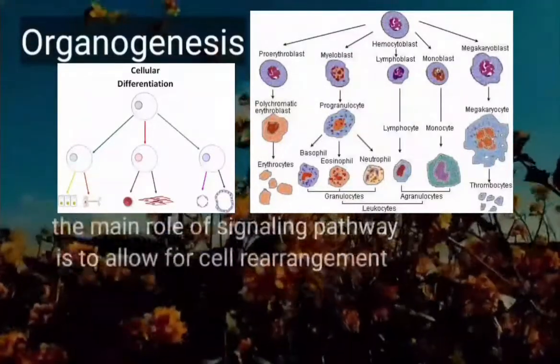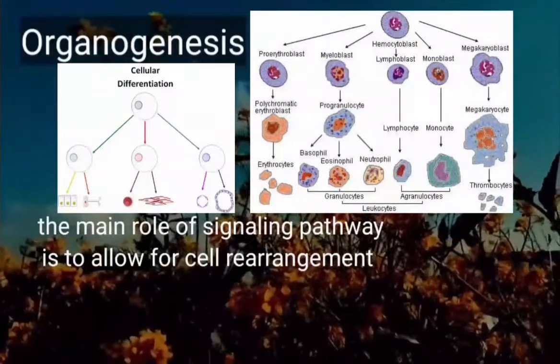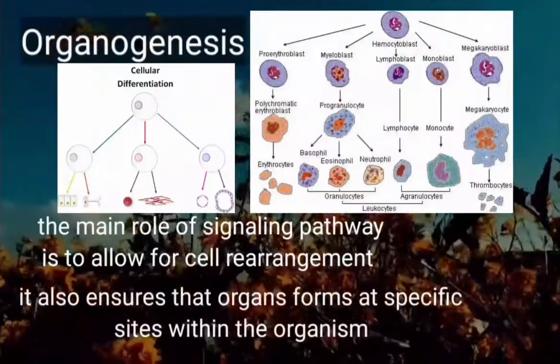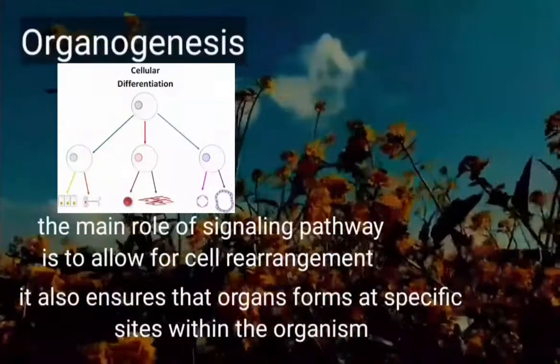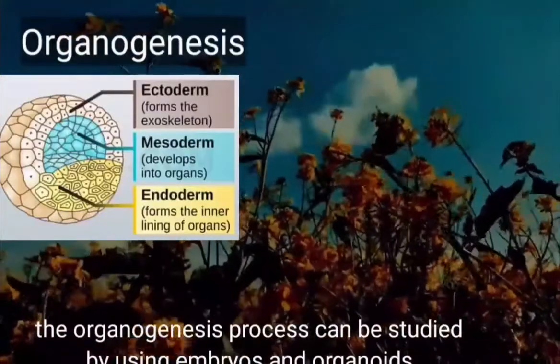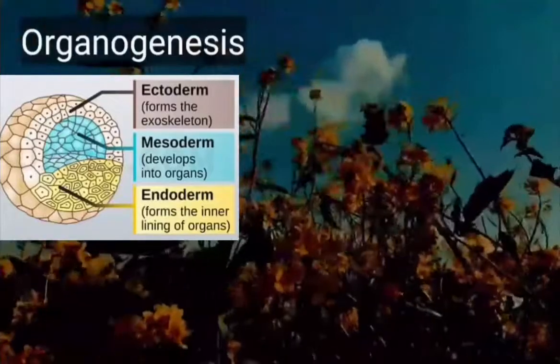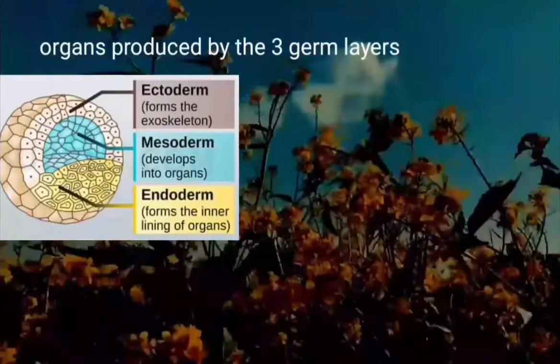So the main role of signaling pathways is to allow for cell rearrangement. It also ensures that organs form at specific sites within the organism. The organogenesis process can be studied by using embryos and organoids. Now let us first discuss the organs produced by the three germ layers.